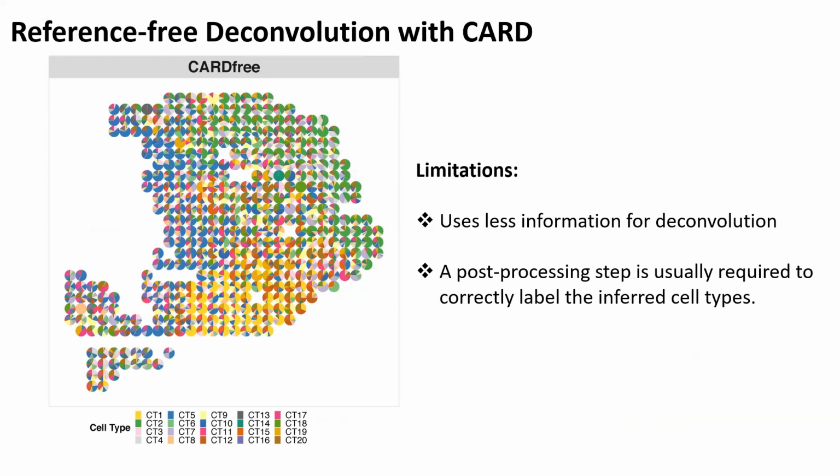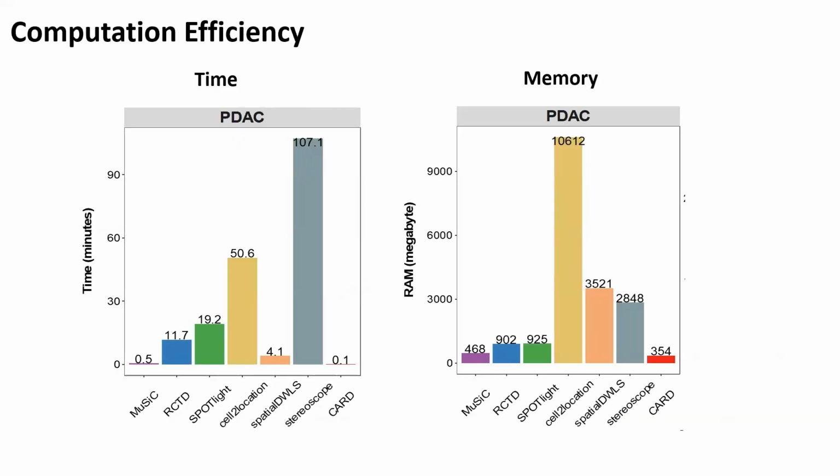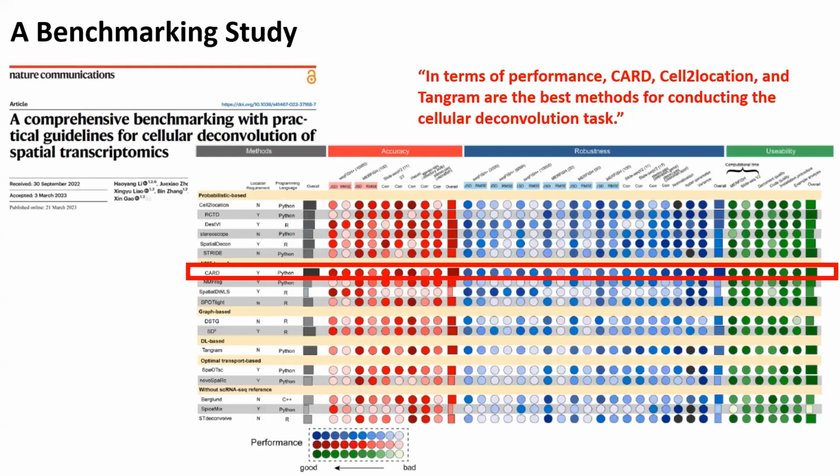Certainly, with reference-free, because you don't have a single cell reference, you do lose a little bit more information. So in this case, although the general structure looks very similar, you do lose the subdomains in the cancer region. And finally, the method is very fast. In terms of computation time, it's the best method among all the competitors, even comparable with MuSiC, which is a bulk RNA sequencing based method, and bulk is known to be easy to run. And in terms of RAM, it also uses quite small compared with many different competing methods.